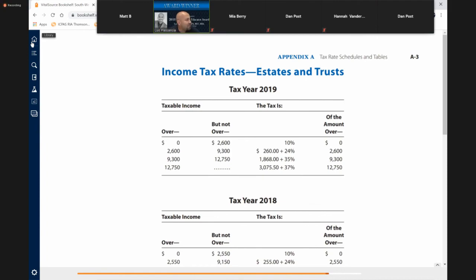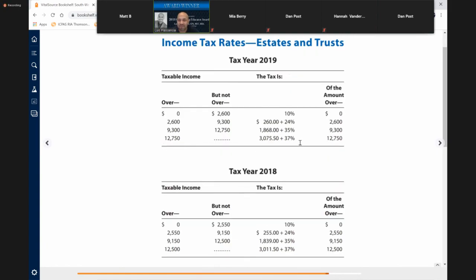So the tables that you see right in front of you are what? Tables for estates and trusts, right? For trust specifically. Now take a look at those tables. It doesn't matter the year, but look at the tables. There's only 4 brackets, right? 10%, 24%, 35, and 37. By the way, it's pretty consistent with the way income tax works for individuals. The lowest rate and the highest rate are going to be similar, but the rates in between are going to be different. But just look at the rates.